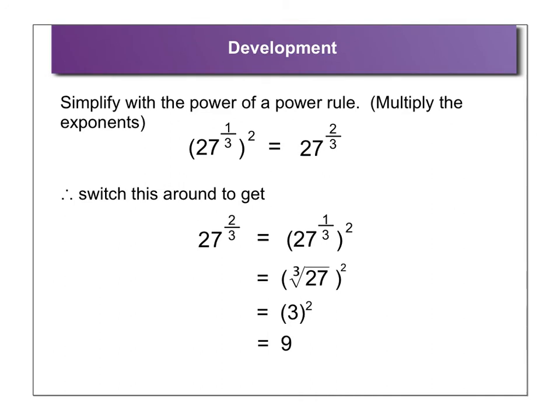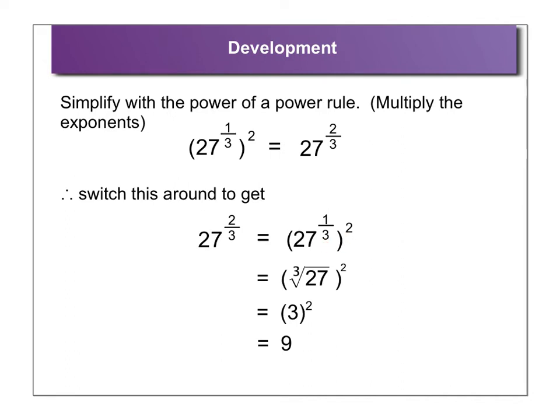So I want us to think back to the power of a power rule that we looked at when we developed some exponent laws. We mentioned that if we have two exponents that are separated by a bracket, that our rule tells us that we would multiply those two exponents. We can take this information and work it in the other direction. We can take the power 27 to the 2 over 3 and actually break down or break apart that exponent. Notice we can use the rule from above to write that as 27 to the 1/3 squared.